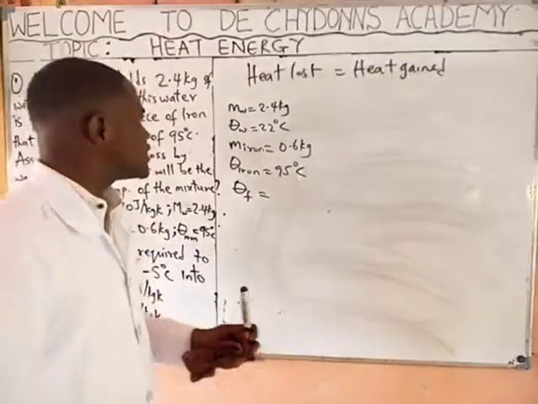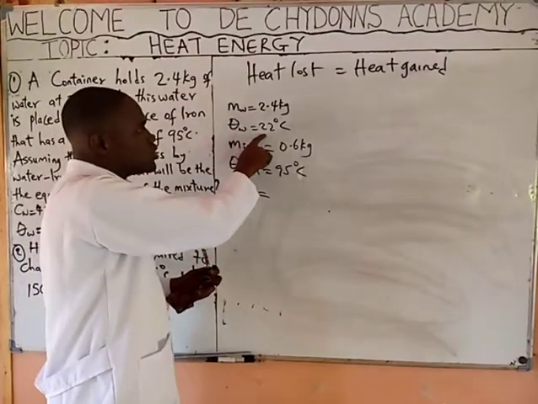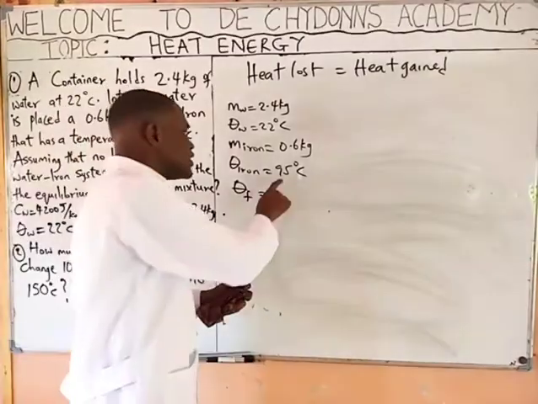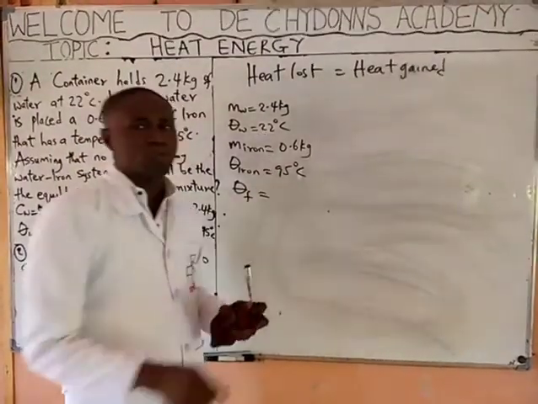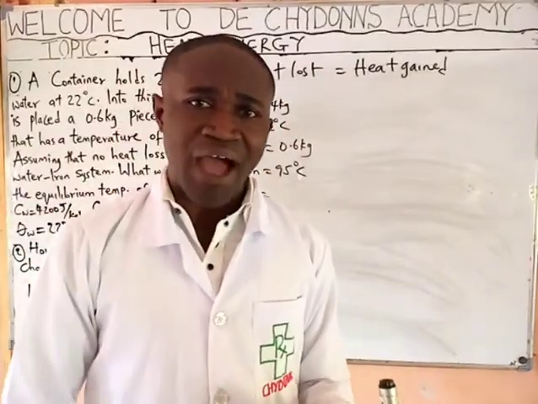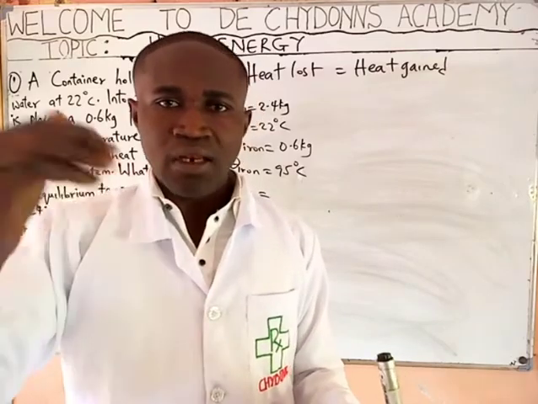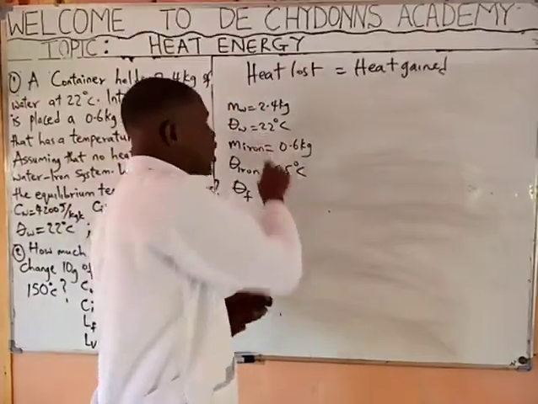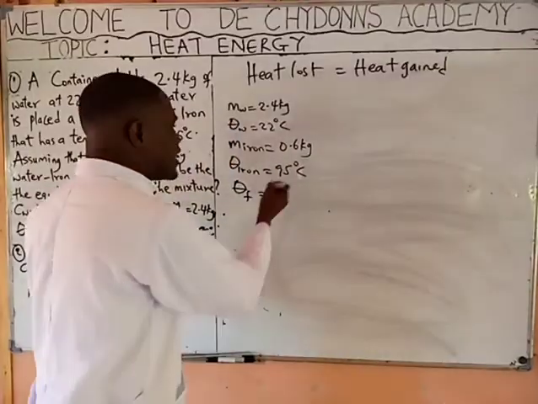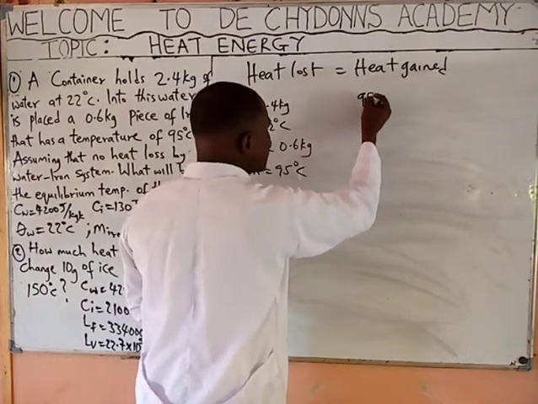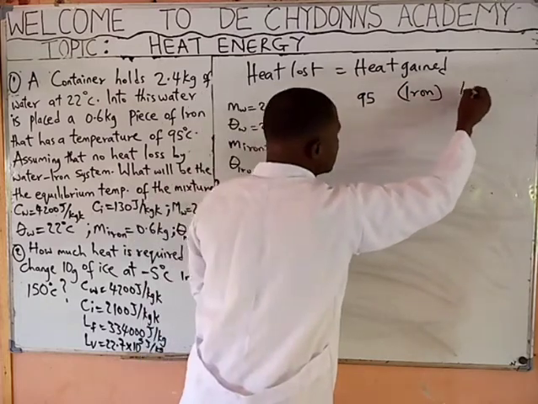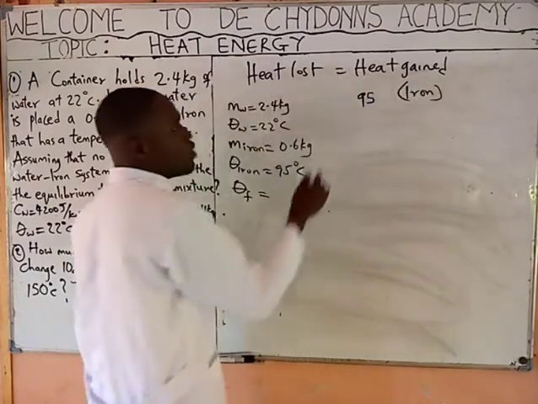Now, what you ask yourself: this water is 22 degrees Celsius, this iron is 95 degrees Celsius. Between 95 degrees Celsius and 22 degrees Celsius, which one is hotter? You and I know that when the temperature is 95, it's higher in hotness, whereas when the temperature is 22, it's lower in hotness. So it means that the one that will be losing heat is this one, 95. Iron will be losing heat.